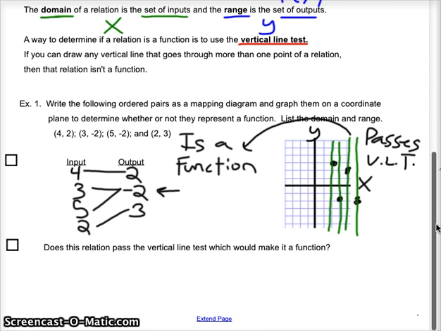Now it also wants us to list the domain and the range. Well, the domain is going to be the list of inputs, 4, 3, 5, and 2. The range is going to be my list of outputs, 2, -2, 3. All right, now moving to the next point. Does this relation pass the vertical line test? We already said yes. We've actually already tested that. That's what I did with my green lines. That was showing it passes the vertical line test because it only touches the relation once every time I draw a vertical line.